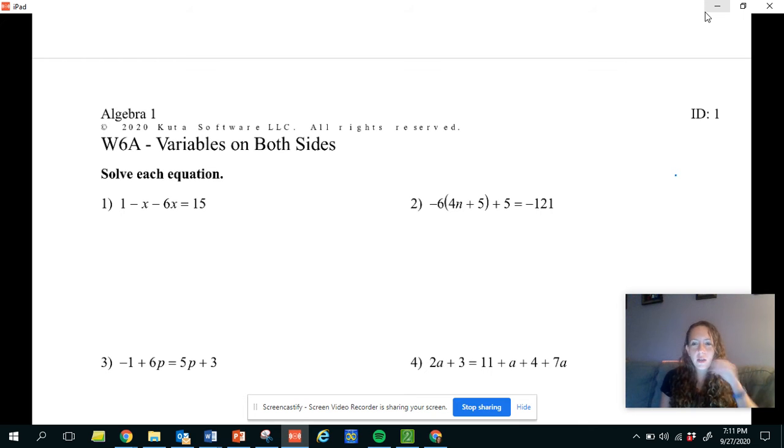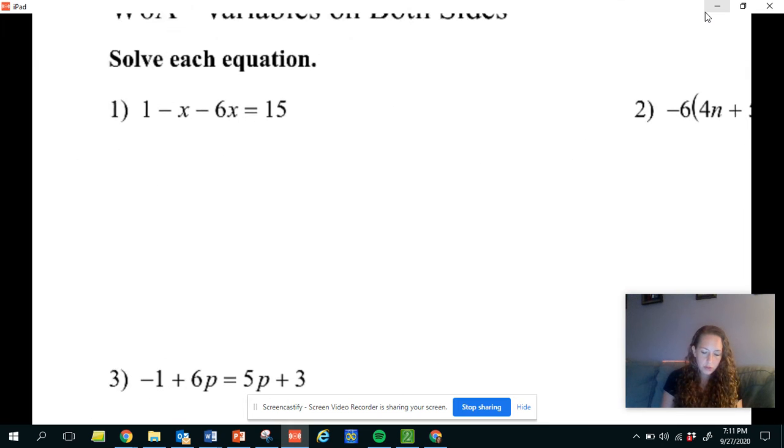Hi guys, so this week we're going to be moving on with solving equations, and you guys are going to be solving equations that have variables on both sides. So it's the same general idea. We're trying to isolate variables and get them by themselves.